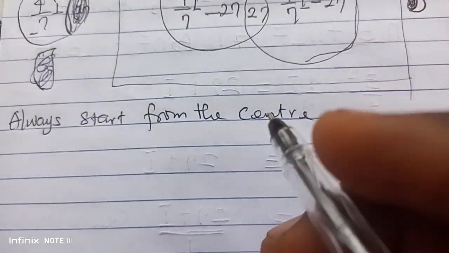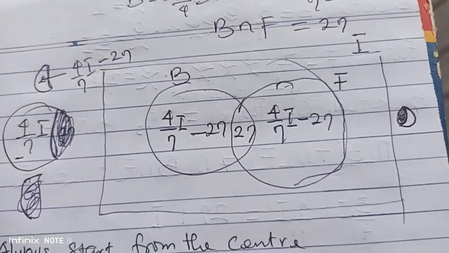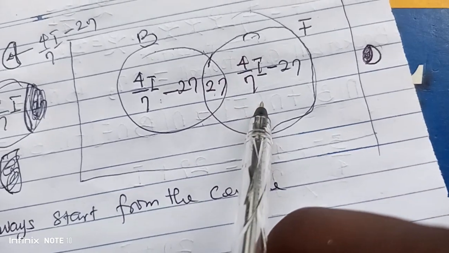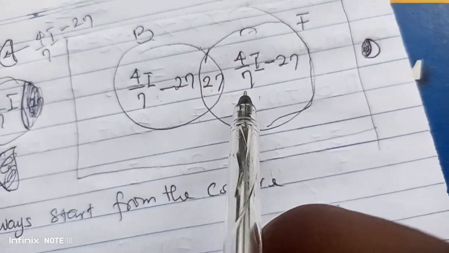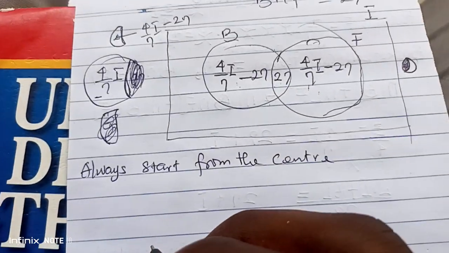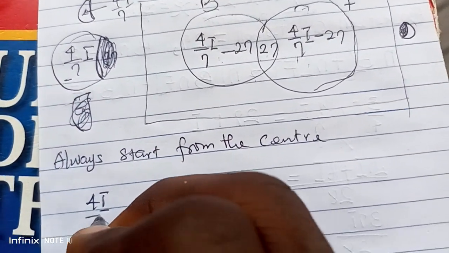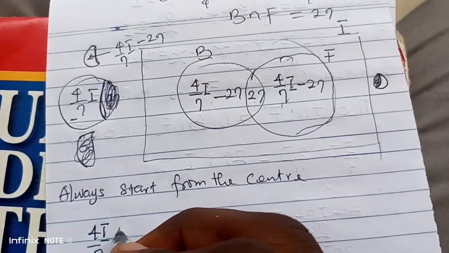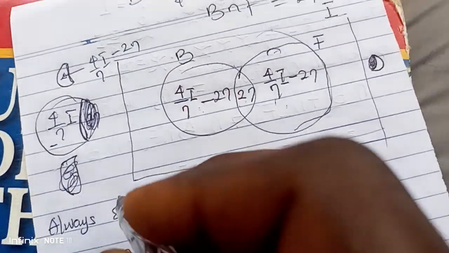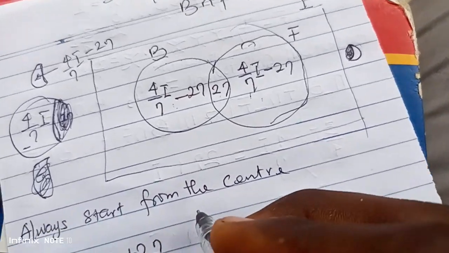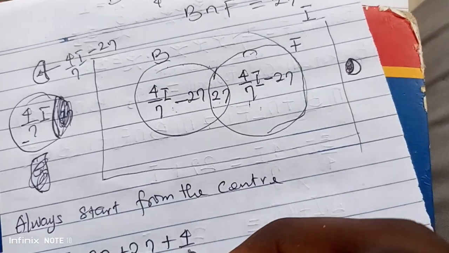to stand there. So now what we're going to do, we are going to add this one plus this plus this. Again, this one plus this plus this. Let's do that now. We have 4I over 7 minus 27 plus 27, again, plus 4 over 7.